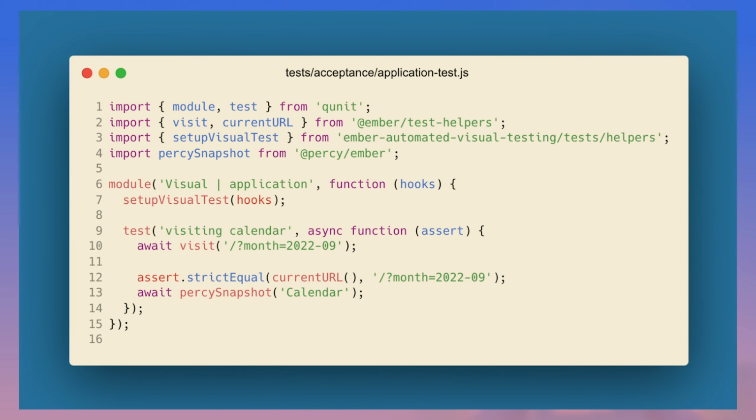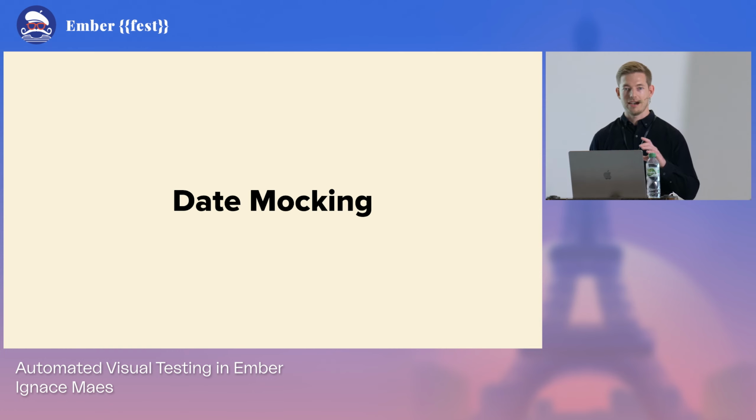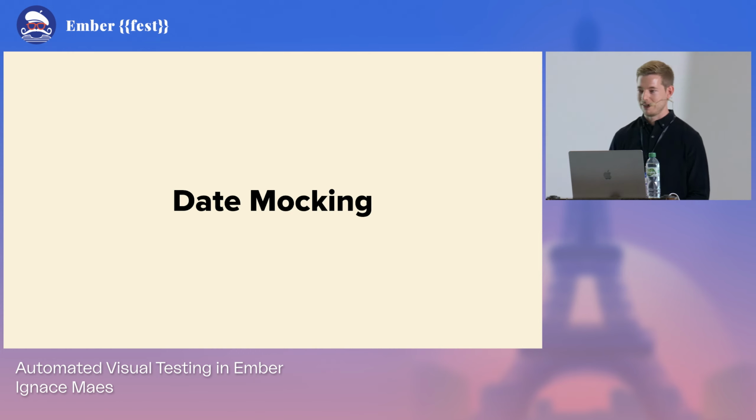Yeah, that's one problem solved, but there's still another problem. We had that day highlighted that changed, and that was because we just ran the same test again the day after. How do we change that? And for that, we have date mocking.